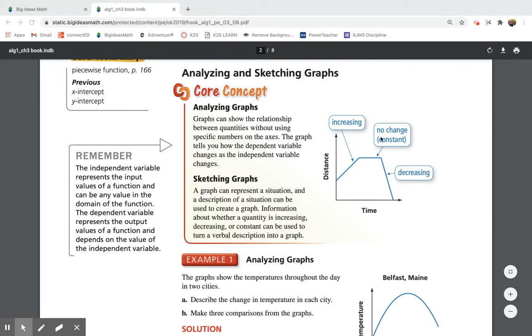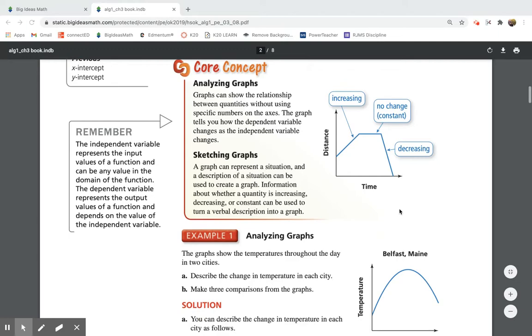So looking at this picture that you're going to draw, it is increasing, okay? It's a straight line, so that's a constant rate. This, no change, but it's still constant because it's a straight line, and this represents decreasing, okay? So we're going to use that to analyze graphs. That's where we're going to start, is looking at some graphs.